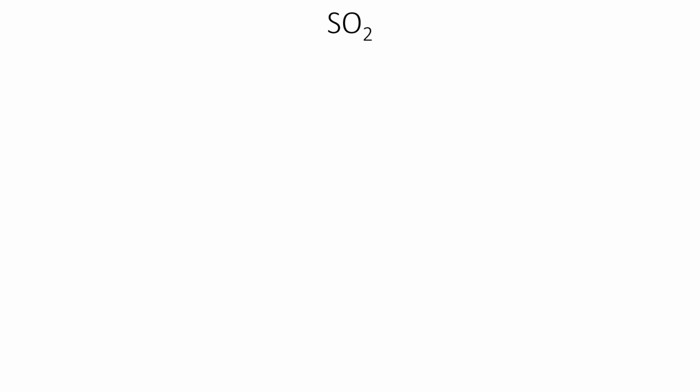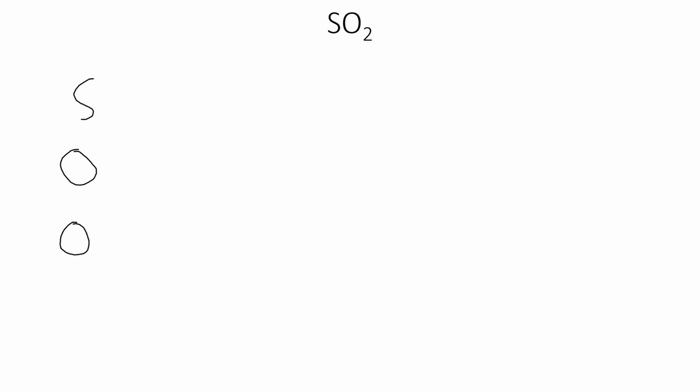We have one last molecule that we want to look at. This is SO2. This is sulfur dioxide. You might be familiar with it. It's a contributing gas that can help make acid rain. So it's kind of an important environmental thing to be on the lookout for.